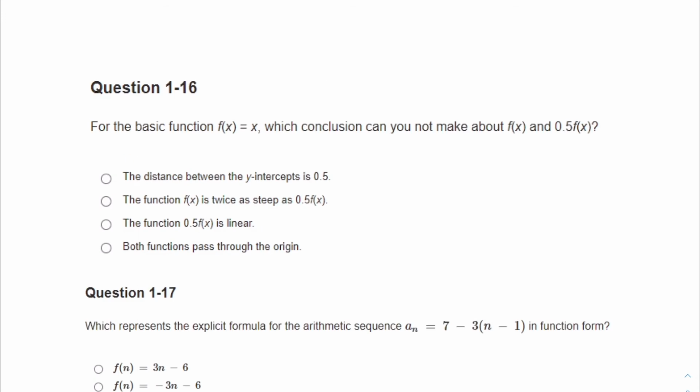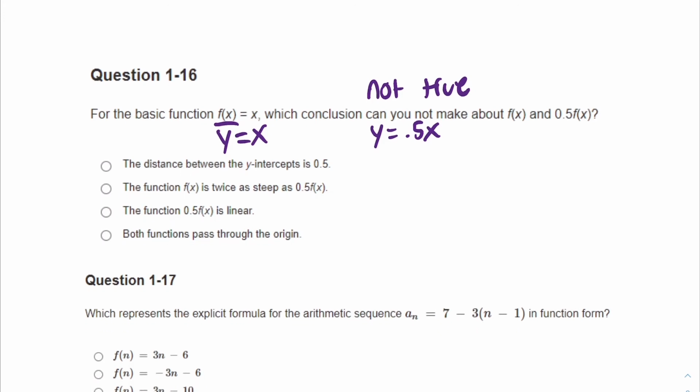This is just like number 3 or something. F of x means y. So f of x equals x means y equals x. And they want to know which one is not true between y equals x and half of y equals x, which is y equals 0.5x. The distance between the y-intercepts is 0.5. Let's just look back at our last answer.